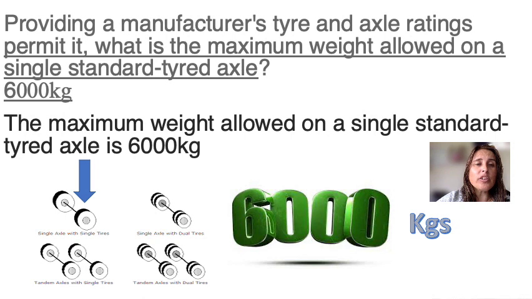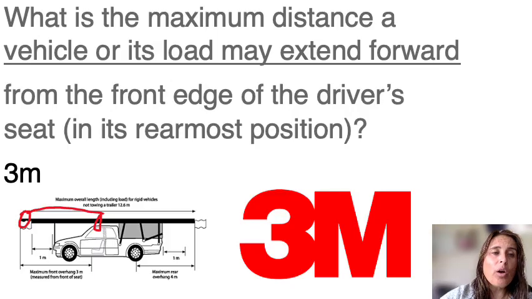Providing a manufacturer's tire and axle ratings permit it, what is the maximum weight allowed on a single standard tired axle? 6,000 kgs. The maximum weight allowed on a single standard tired axle is 6,000 kgs. What is the maximum distance a vehicle or its load may extend forward from the front edge of the driver's seat in its rearmost position? 3 meters.